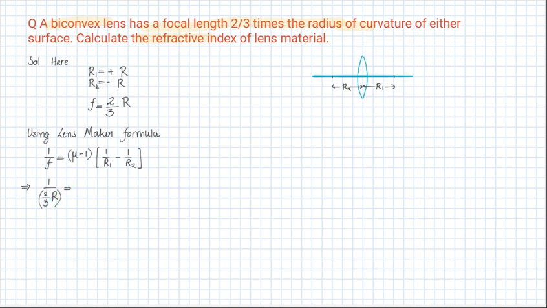Now they have asked you to calculate the refractive index. Let us keep this one like this for now inside the bracket. What about r1 and r2? r1, I have assumed it to be plus r. What about r2? I have assumed it to be minus r.